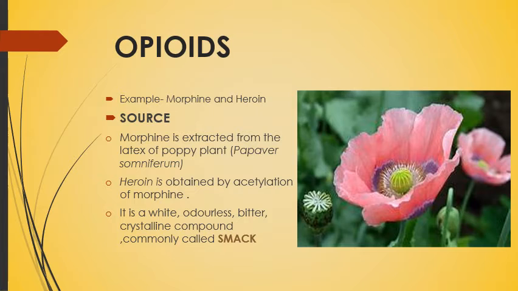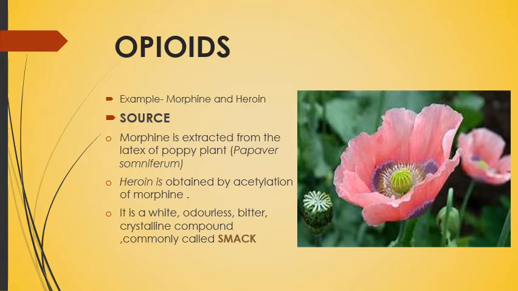Now we are going to start with our first drug, that is opioids. Examples are morphine and heroin. The source: morphine is extracted from the latex of the poppy plant. The scientific name of the poppy plant is Papaver somniferum, and here you can see the image of that particular plant. The bud is there.